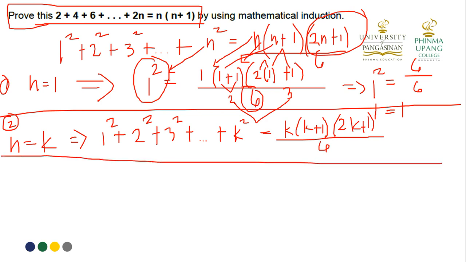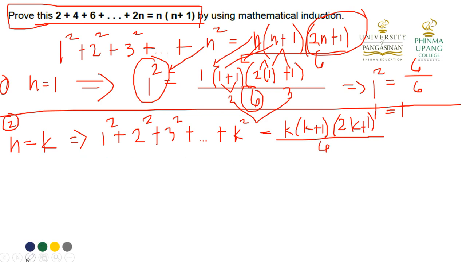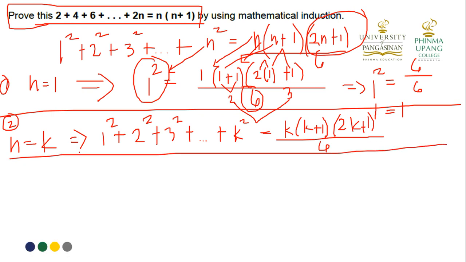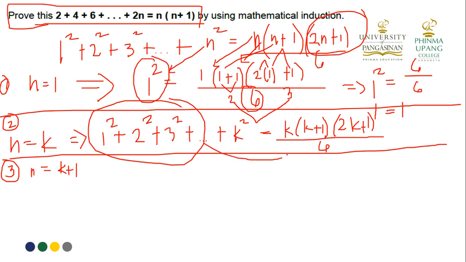Okay na po? Yes, sir. So, let's move on to number 3. Binigyan niyo ako ng mahirap na problem, ha? Sige, solve natin to. Then, number 3, what is N? K? Plus 1. What is 1 squared, 2 squared, 3 squared? K times K plus 1 times 2 K plus 1 over 6.